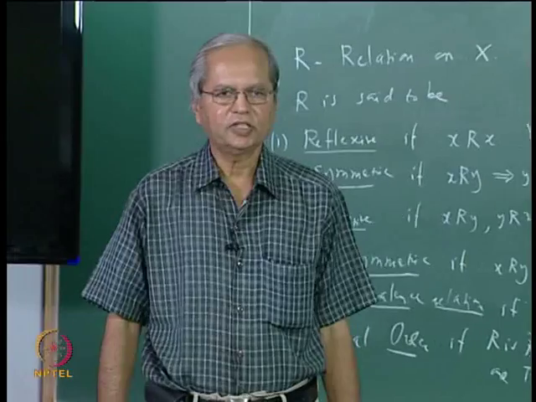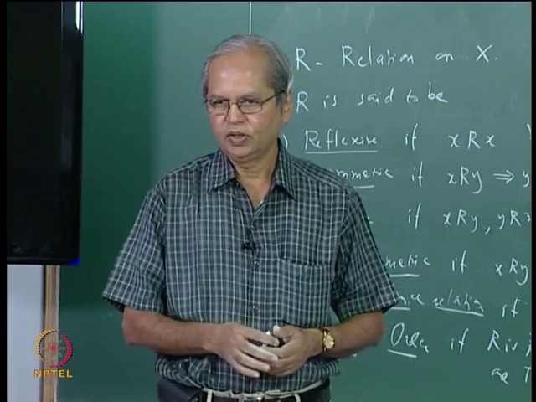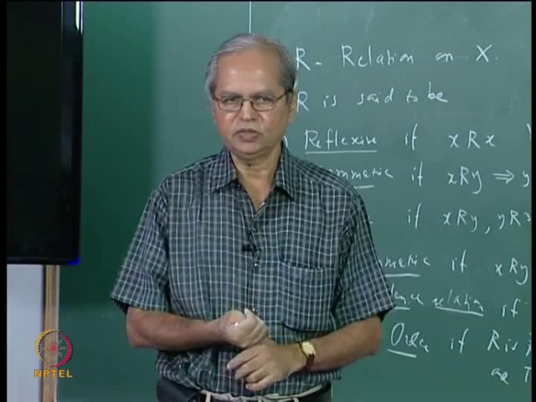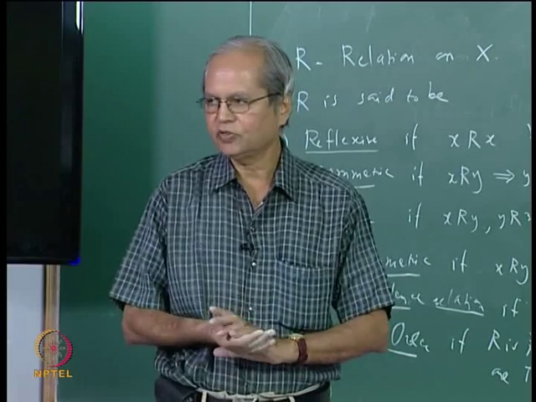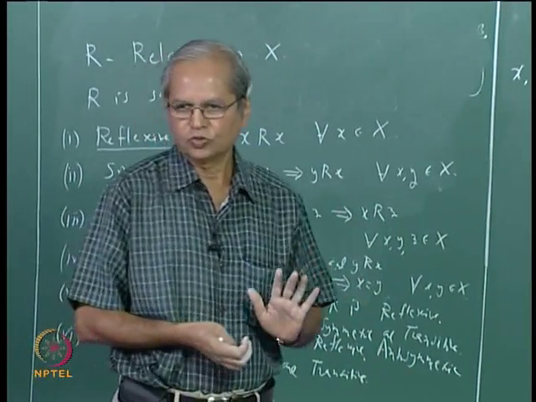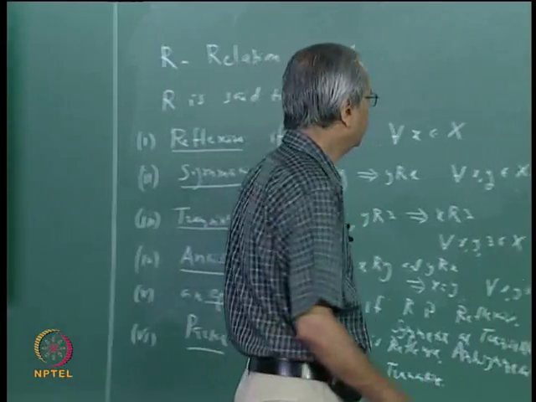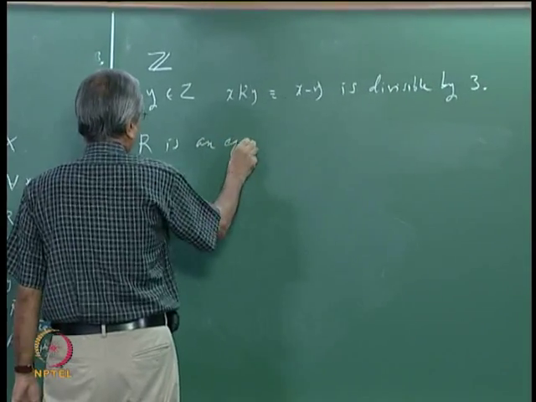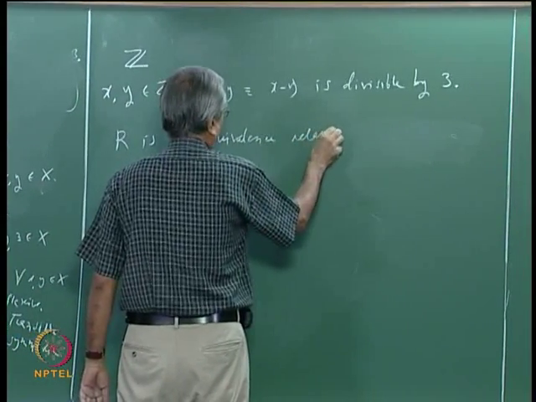And what is the argument here? Suppose you take three integers x, y and z, and say x minus y is divisible by 3, and y minus z is divisible by 3. Then just add. x minus z is nothing but x minus y plus y minus z, so you have a sum of two multiples of 3. So it is transitive also. That means it is an equivalence relation. So you can say that this R is an equivalence relation.